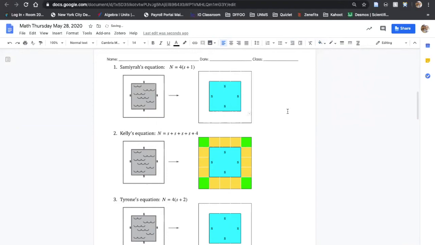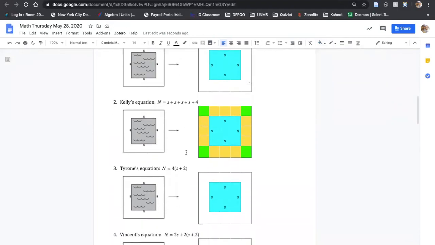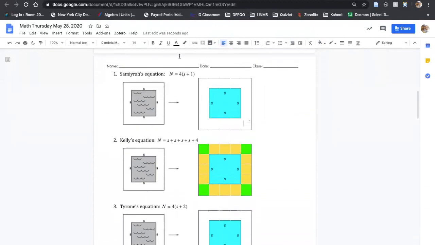Now, what about this one here, 4 times s plus 1? Can you figure out a way to highlight this so that it shows what 4 times s plus 1 would look like? I want you to try to think about it and see if you can highlight it. If you can't figure this out, don't stress about it too much, but I'm going to go over it during the live Zoom session, not in this video. So come to the live Zoom session if you need help with this part.